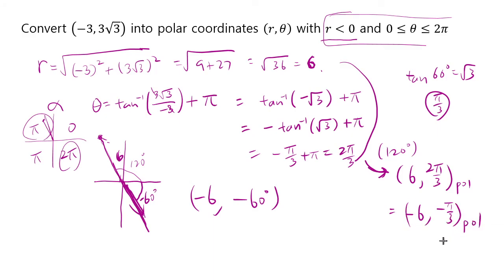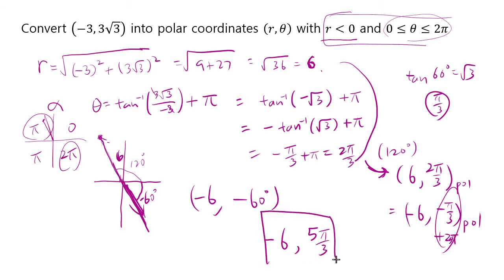Now this is almost the answer they want, except that they want the angle to be between 0 and 2π, so you need to add 2π to get a coterminal angle. And the answer to the question would be (-6, 2π is 6π/3 minus π/3, that's 5π/3). So that is the answer, okay? This is the answer.